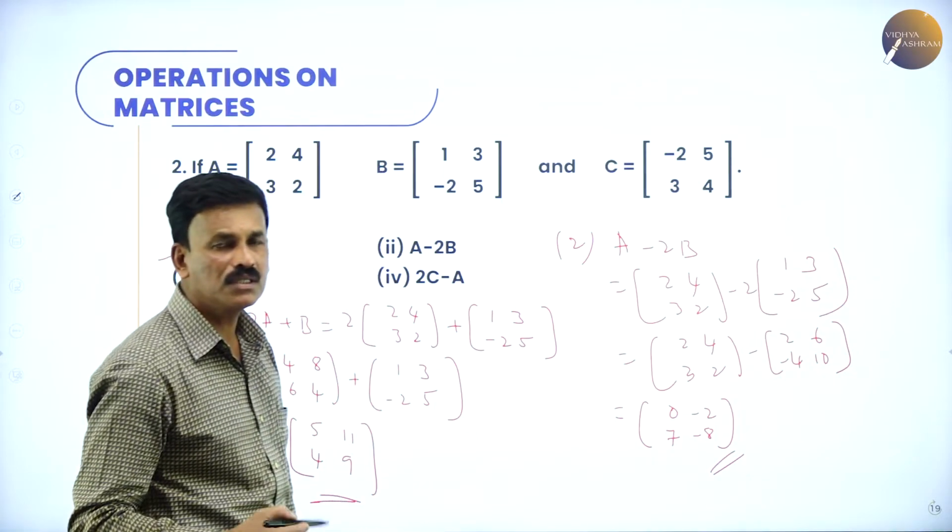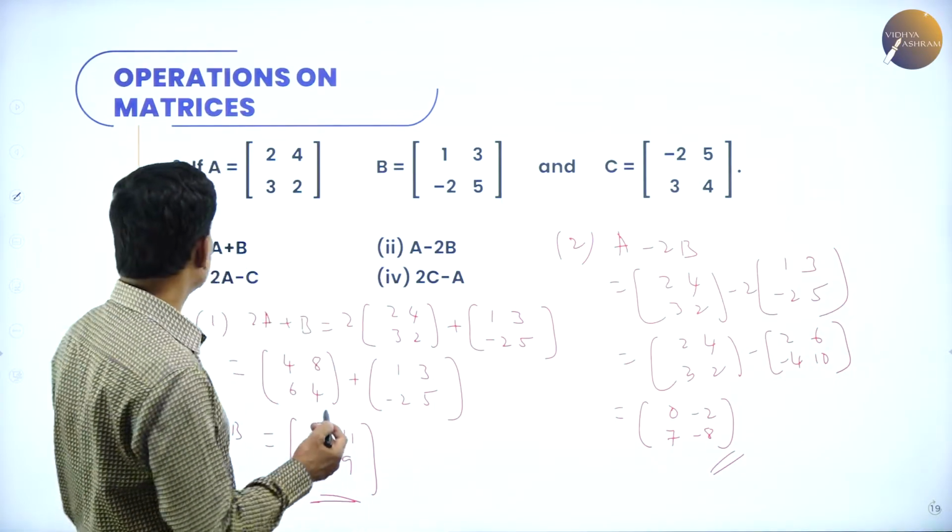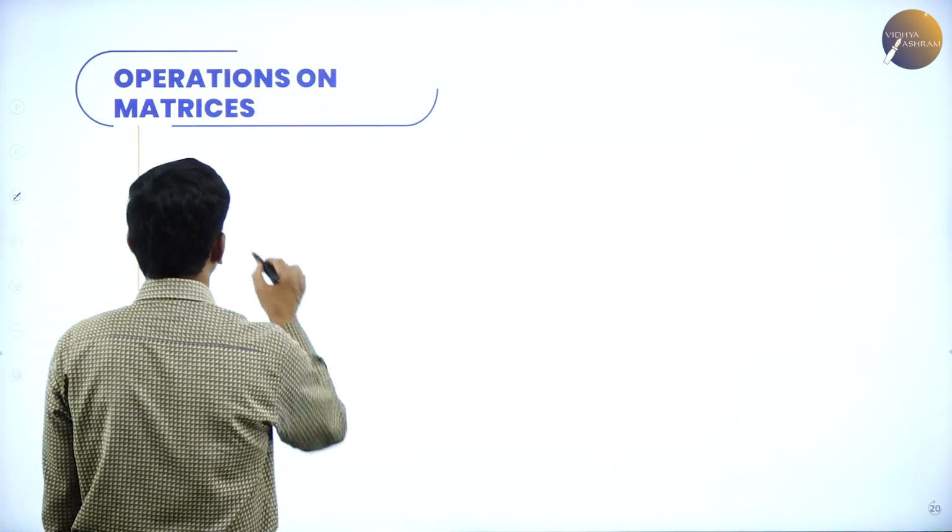That's it. Okay. Next one. What is the next? 2A minus C. I'll go here. Third one.